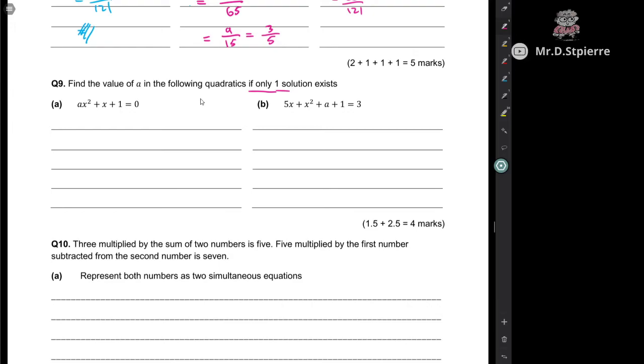Because we're told only one solution exists, we must know that the discriminant must equal 0. So we will use that to calculate what A is. So our discriminant is going to be equal to b squared take away 4ac.